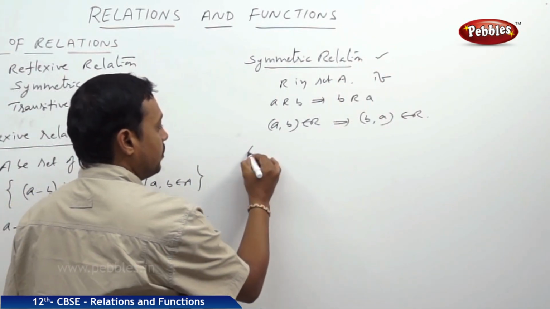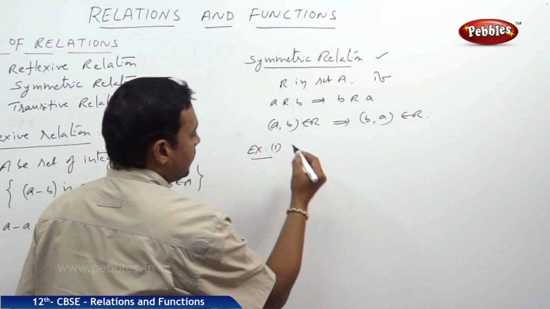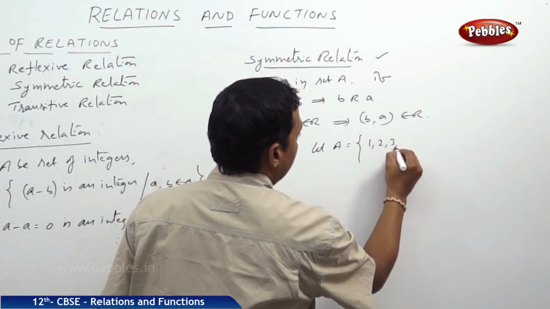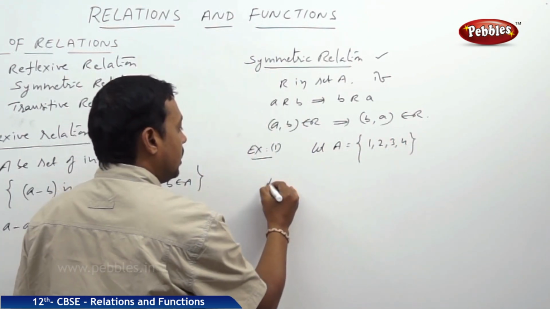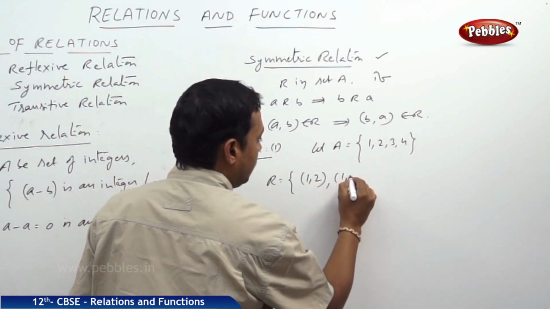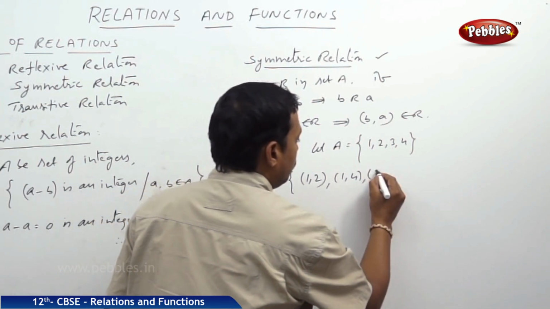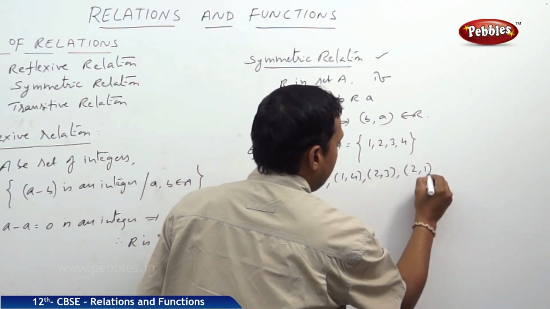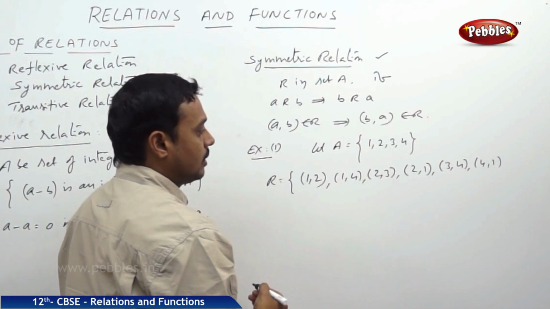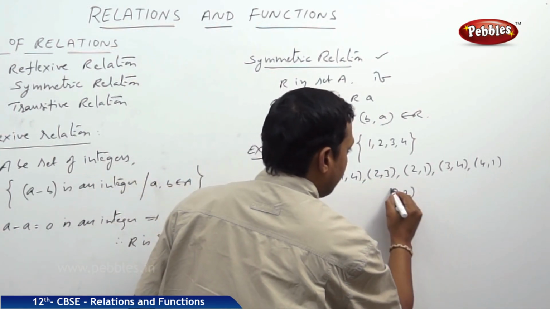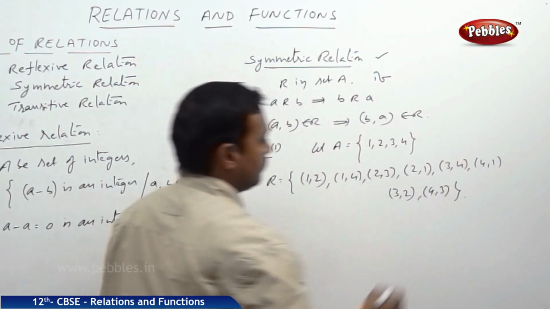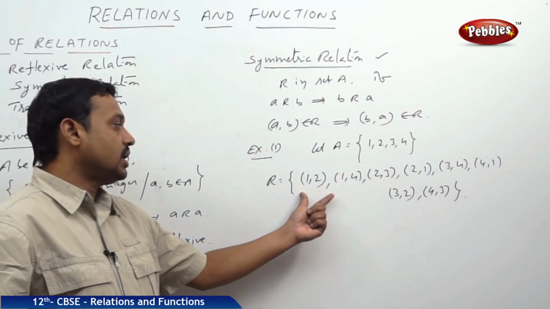Now let us see one example. Again, consider one set A equal to 1, 2, 3, 4, and let us choose one relation R equal to 1 comma 2, 1 comma 4, 2 comma 3, 2 comma 1, 3 comma 4, 4 comma 1, 3 comma 2 and 4 comma 3. Suppose some relation is considered like this.